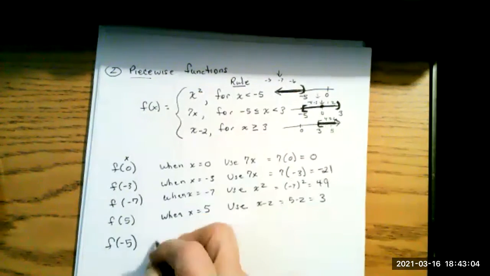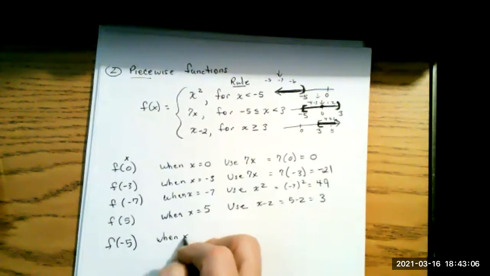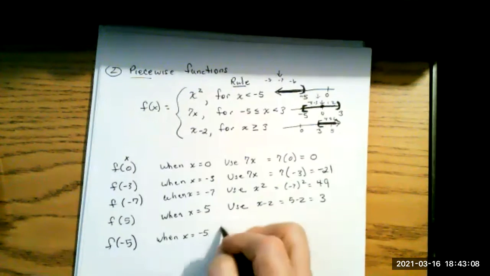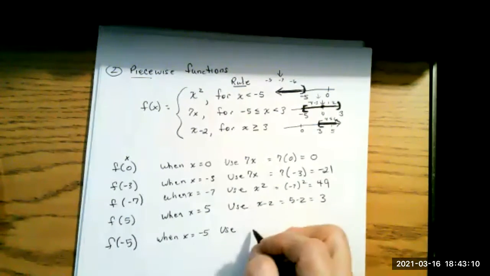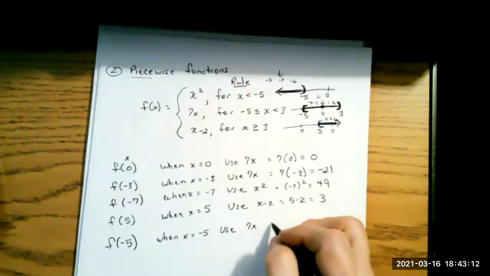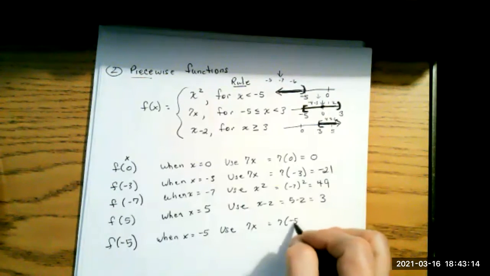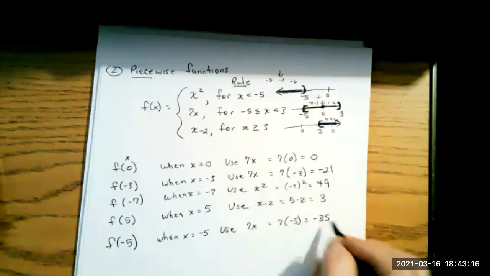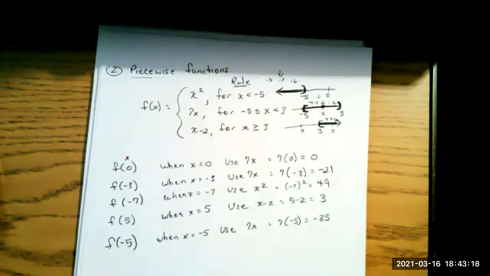So if it said -5, I would use the middle one, which is 7x. So that would be 7 times -5, which is -35. So if it's a border one, you'll have to decide which rule to use by using the bracket or the parentheses. Okay? Any questions on that?